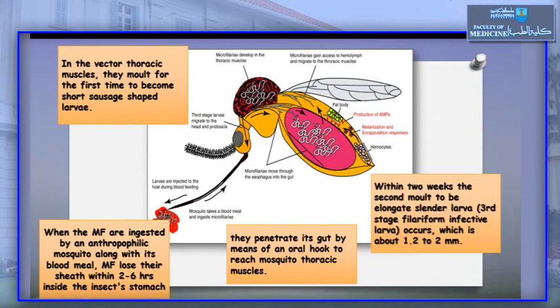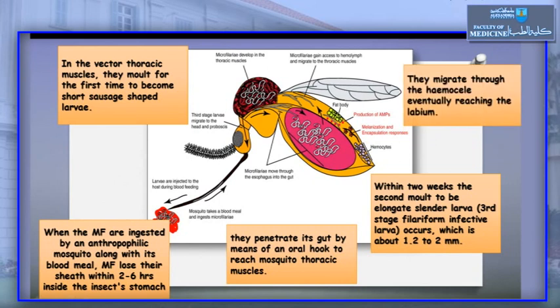And within 2 weeks, the second molt to elongate cylinder larvae or third stage filariform larvae will occur. This third stage filariform larva, which is the infective stage, is about 2 millimeters in length. Then they migrate through the hemocoel cavity to reach the proboscis or the mouth part of the mosquito.